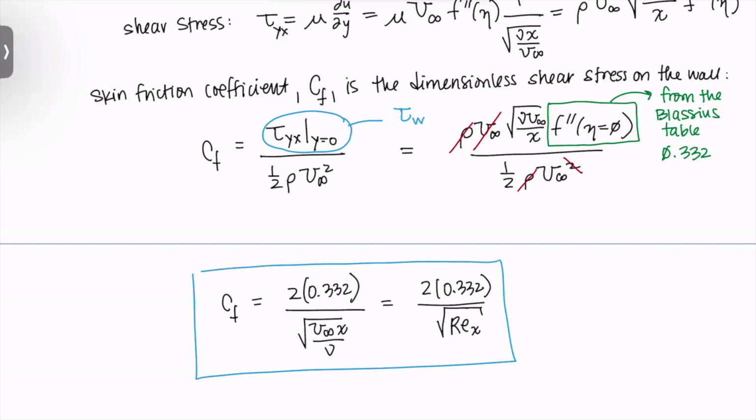All right, so this is the definition of our skin friction coefficient. And then this is valid for Reynolds numbers less than 10 to the 5, sometimes 10 to the 6.